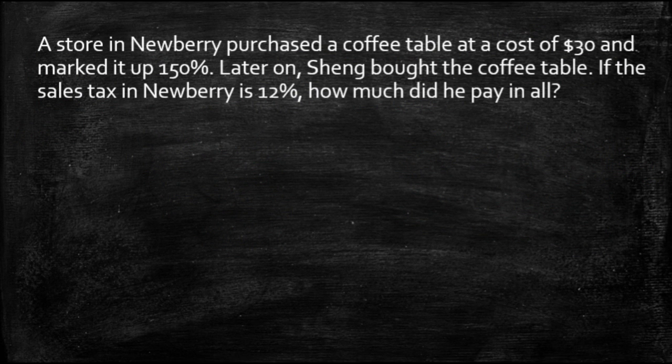Okay, this is our final example question that we're going to work with. Let's use our cube strategy. So a store in Newbury purchased a coffee table at a cost of $30 and marked it up by 150%. Later on, Shang bought the coffee table. If the sales tax in Newbury is 12%, how much did he pay in all? So let's circle our numbers. Lots of numbers here. We can definitely tell already that it's a multiple step problem. How much did he pay in all? So they're asking for the final price here.